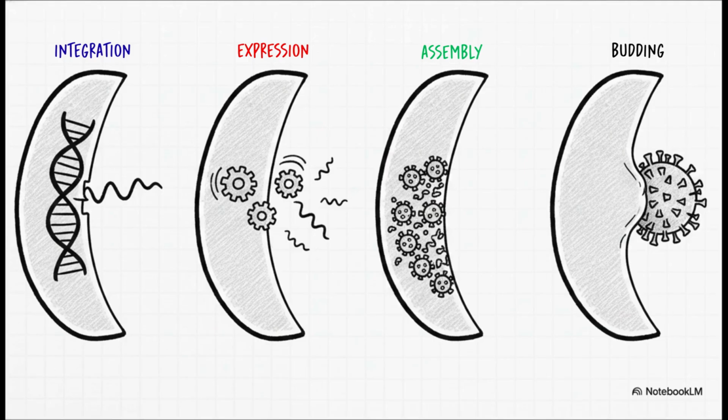And finally, budding and maturation. Immature virions escape the cell, and the viral protease steps in to finalize the structure, forming mature, highly infectious attackers ready to go out and repeat the whole process.